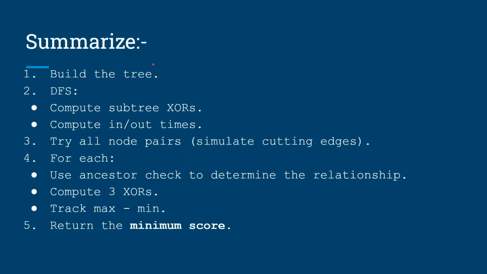So to summarize, first of all we'll build the tree, then we'll use DFS to compute the subtree XOR, then compute the in and out timestamps, and then we'll try all the pairs and simulate cutting the edges. For each pair, we'll use the ancestor check to determine the relationship, then compute the three XORs, and then track the min and max, where max minus min gives the score, and then we'll return the minimum score.